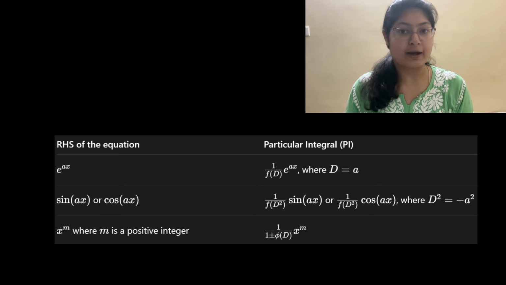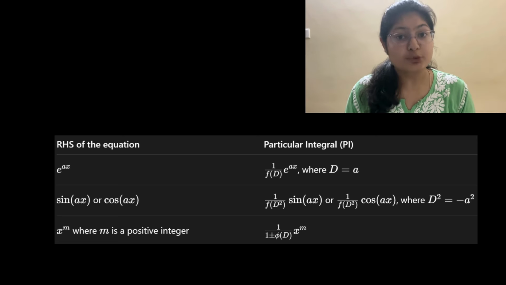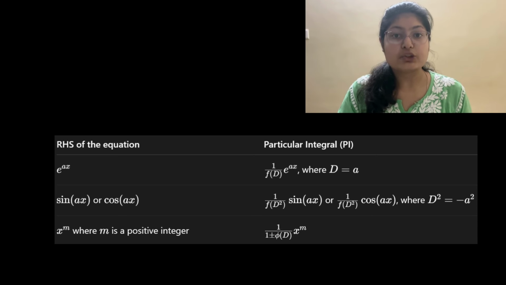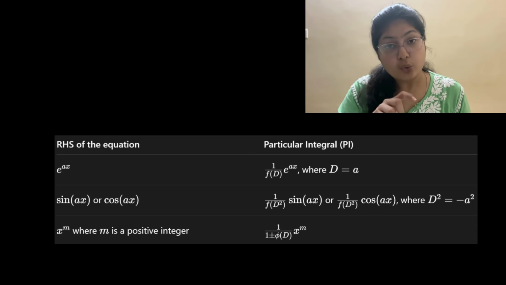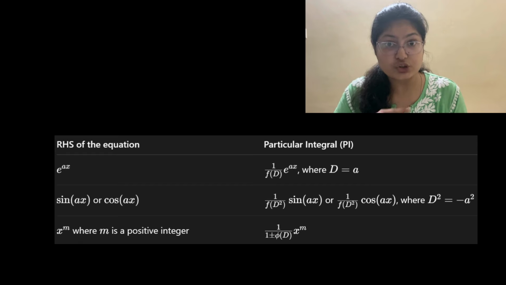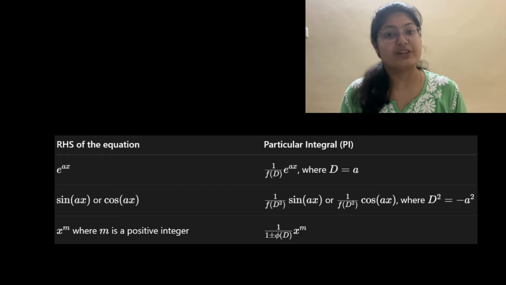You expand it by binomial theorem. Then the expansion can be carried up to the term D raised to the power m. If you try it out for D raised to the power m plus 1, the whole term will come to 0. So, the higher differential coefficients of x to the power m will vanish. This is how you find the particular integrals.